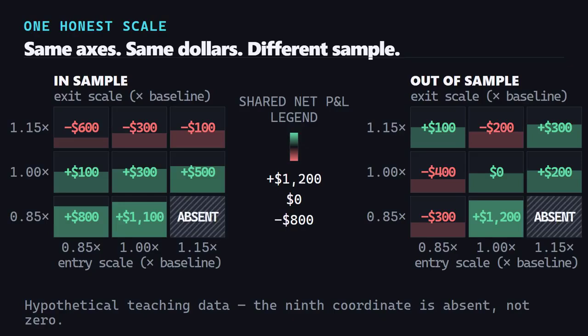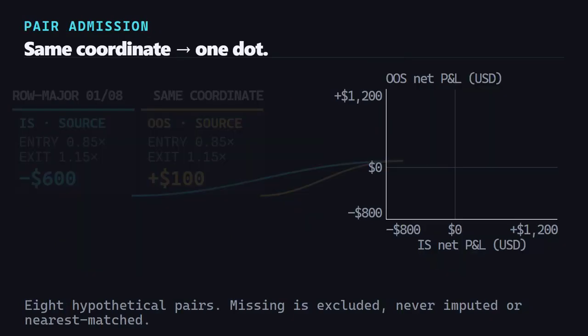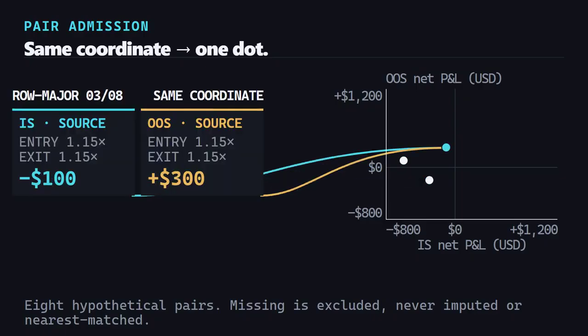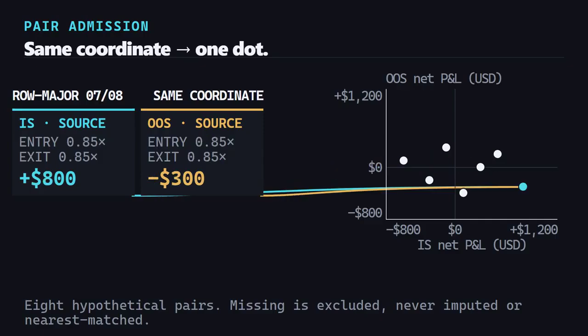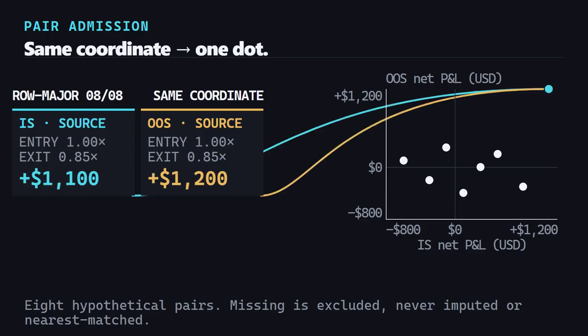Here is a hypothetical 3x3 teaching table. Read the 8 admitted coordinates row by row. In-sample net P and L is -600, -300, -100, then 100, 300, 500, and $1,000. The same 8 addresses out of sample are 100, -200, 300, -$200. The 9th coordinate has no out-of-sample value. It stays hatched and excluded. No dot, rank, or coefficient. This is not a candidate result.